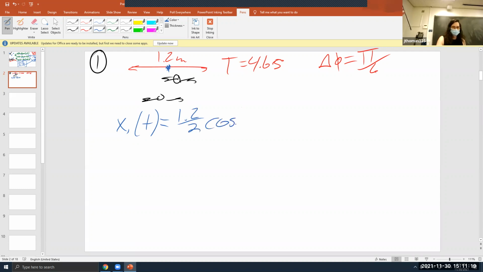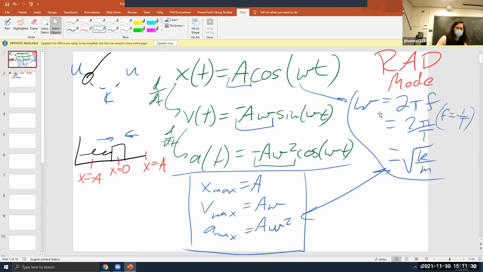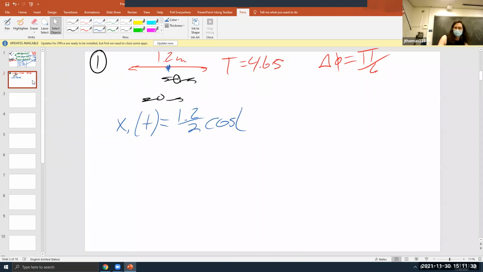And then I'll have my cosine. Inside, I need my omega. I don't have omega, but from the very important equations here, I know that omega does relate to the frequency and the period, and I know I have the period. So my omega is 2 pi over the period, which means I can write the omega as 2 pi over 4.6. Go ahead and plug that in inside here: 2 pi on 4.6 t. And then we're good. That's your first particle.